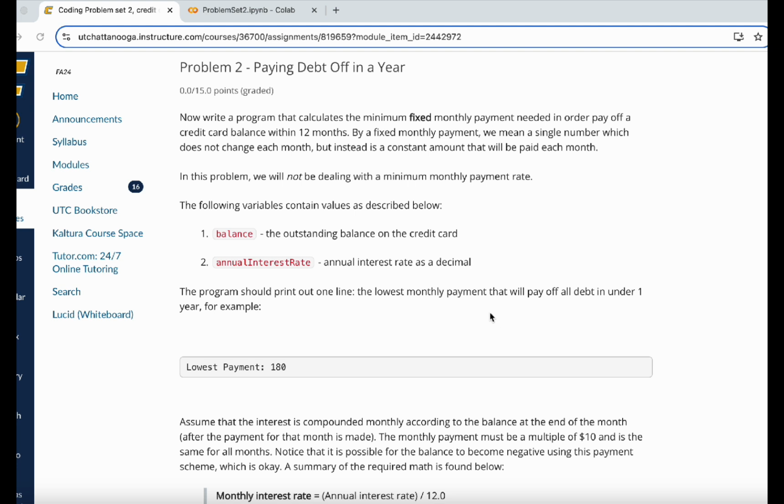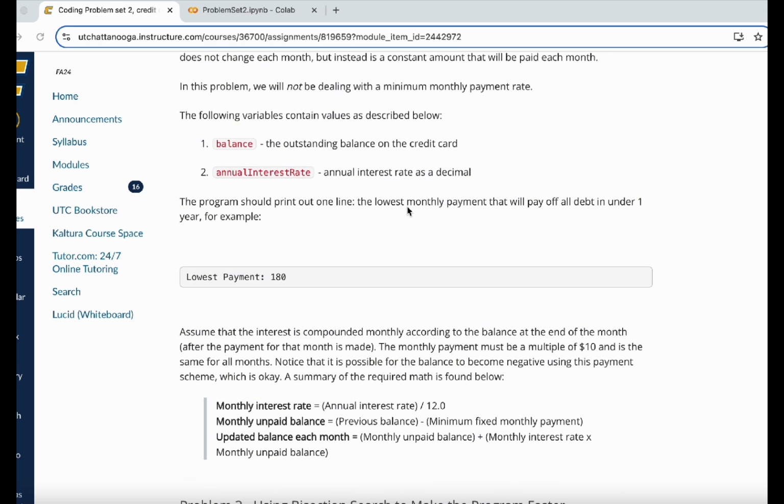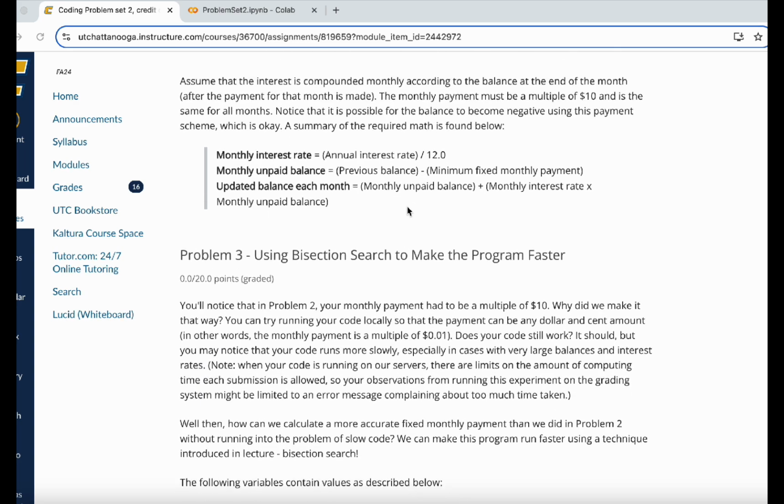Okay, so now problem 2, paying debt off in a year. Write a program that calculates the minimum fixed monthly payment needed in order to pay off our credit card balance within 12 months. By a fixed monthly payment, we mean a single number which does not change each month, but instead is a constant amount that will be paid each month. So in this problem, we will not be dealing with a minimum payment. So this will just be a fixed payment, so the exact same thing every month. And the goal is to calculate what that lowest potential payment can be.